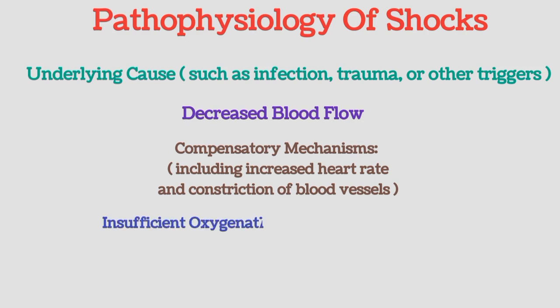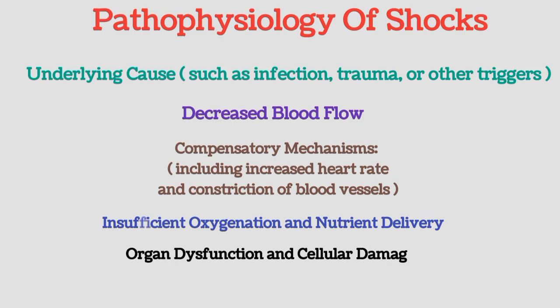Insufficient oxygenation and nutrient delivery. Despite compensatory efforts, the decreased blood flow leads to an inadequate supply of oxygen and nutrients to organs and tissues. Organ dysfunction and cellular damage. Prolonged inadequate perfusion results in dysfunction of vital organs and cellular damage.